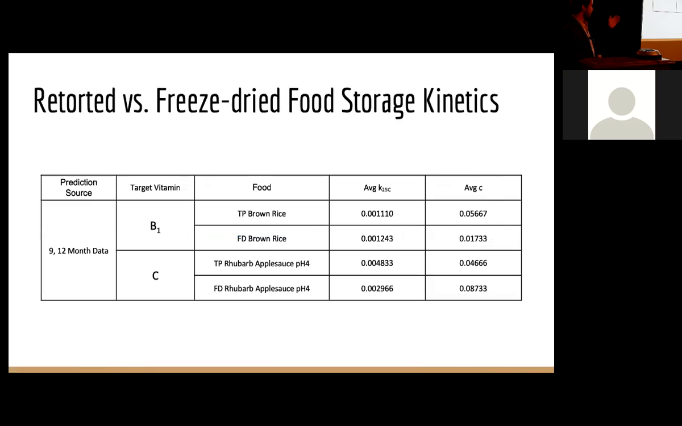So as you can see, we're looking at rhubarb applesauce now. What happens upon freeze-drying is the intrinsic degradation rate constant nearly halves at our reference temperature. So at a little bit above room temperature, we get an intrinsic degradation that's much slower, but we get a large increase in the temperature sensitivity. So what that means is when you freeze dry the product, if that product experiences temperature fluctuation, that degradation rate is going to change rapidly. That vitamin C will degrade much more rapidly if you expose it to thermal abuse.